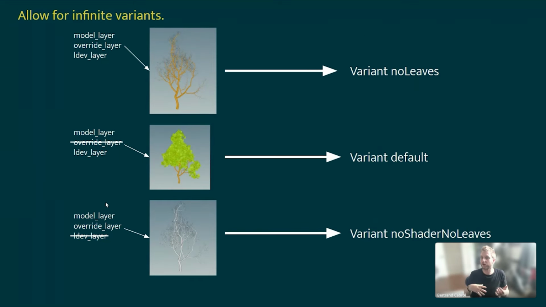So when we do variants, it's basically a variant of the asset. What does it do? Depends on your asset. Here, I'm removing the leaves, but I could do also a variant where I don't have a shader and I have no leaves too. So it really depends what you want to do. It depends how you want to work, which is kind of confusing with USD. It's something you have to think about.